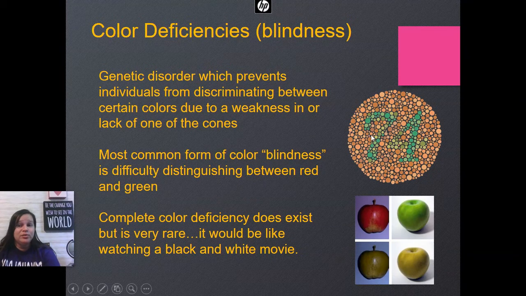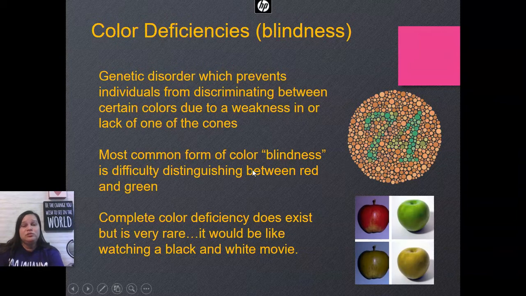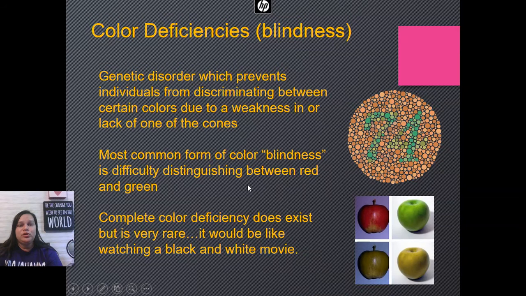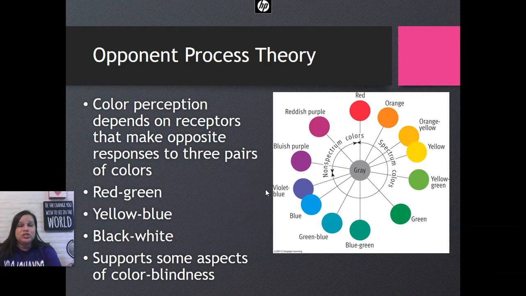So if you're not colorblind, you should be able to see a number popping out here because there's green and red. And again, complete color deficiency exists, and you'd be seeing the world in black and white and shades of gray, but it's actually pretty rare. But this supports that trichromatic theory because the idea that you could see some colors like red or green, but not all of them, the idea that you have cones that are specific to just some wavelengths of light.